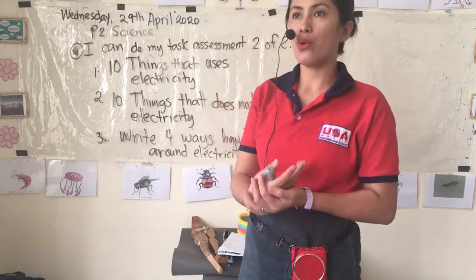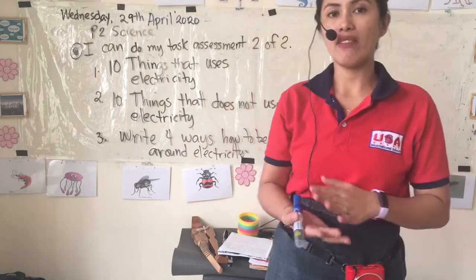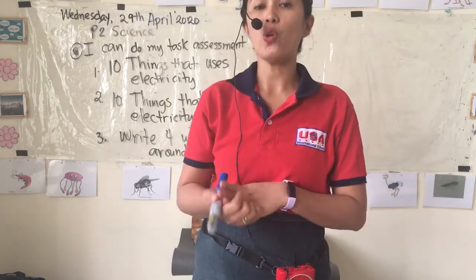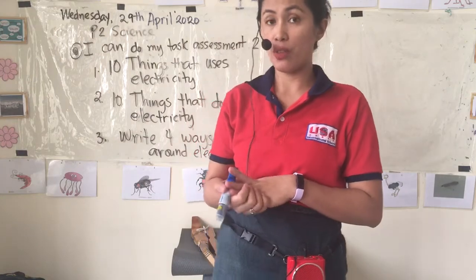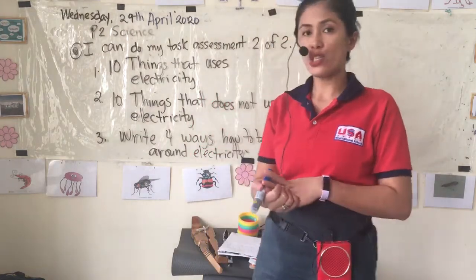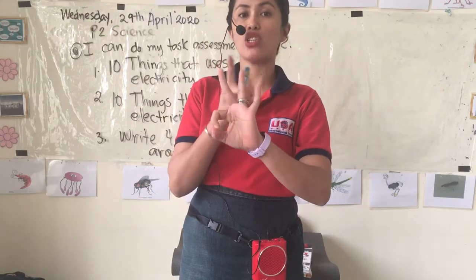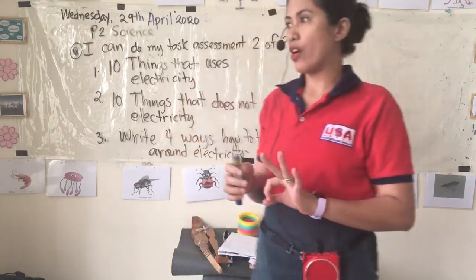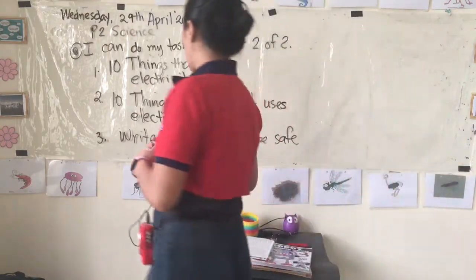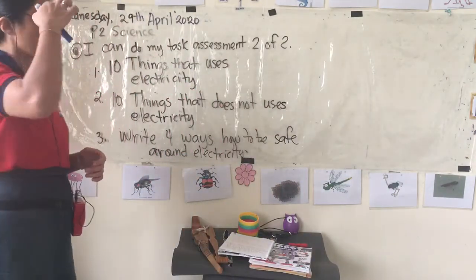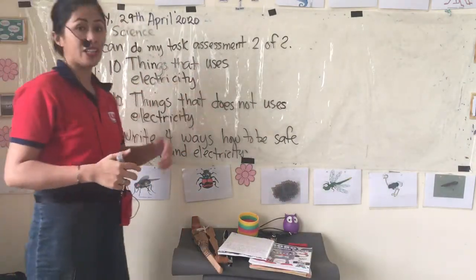So today our goal, or objective, is that you will be able to do your Task 2 of 2. For your Task 2 of 2, there are only 3 questions or things that you need to do. First, you are going to give examples of things that use electricity.